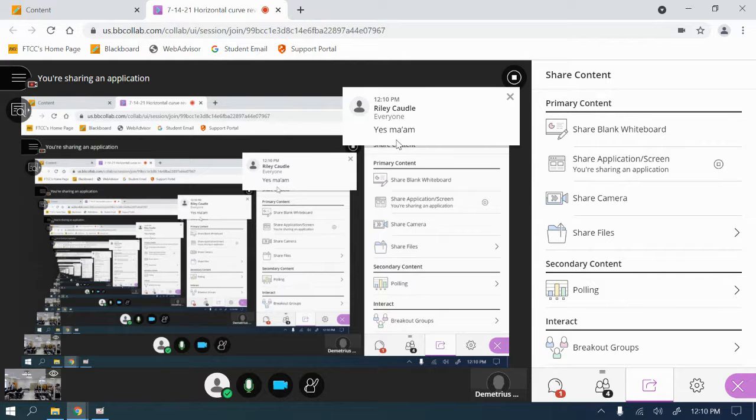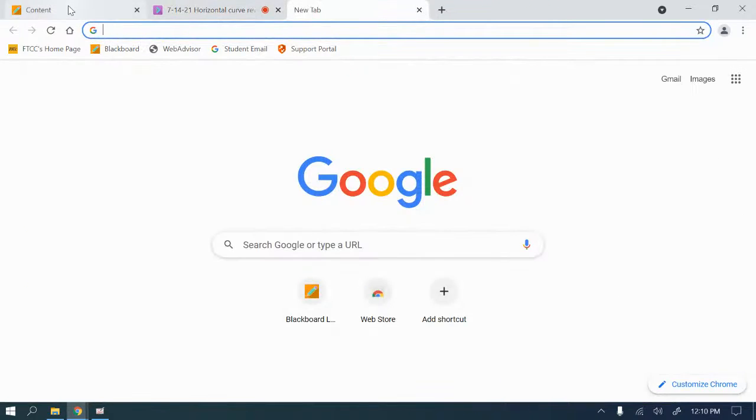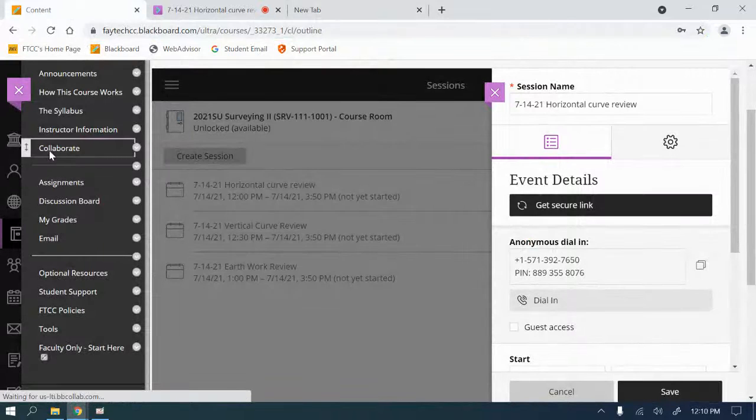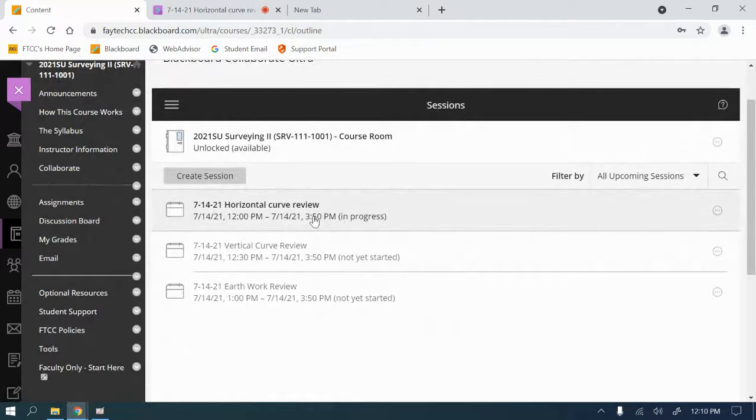Okay, so today I'm going to break this out into 3 different sections. Right now I'm doing the horizontal curve review. Once I finish with that, I'll log out of this one, and then I'll go to the vertical curve, which doesn't open up till 12:30. I didn't want anybody to accidentally get in that room and I'm not in there. And then I'll do the final one with this earthwork.